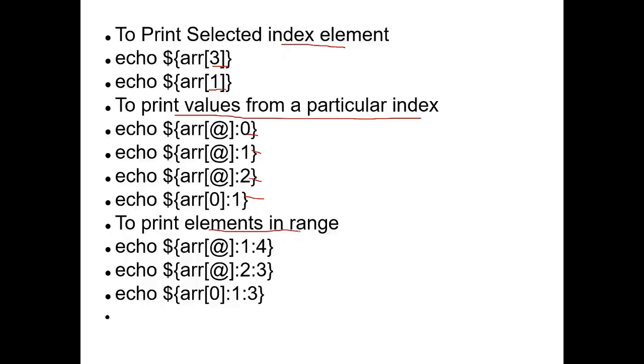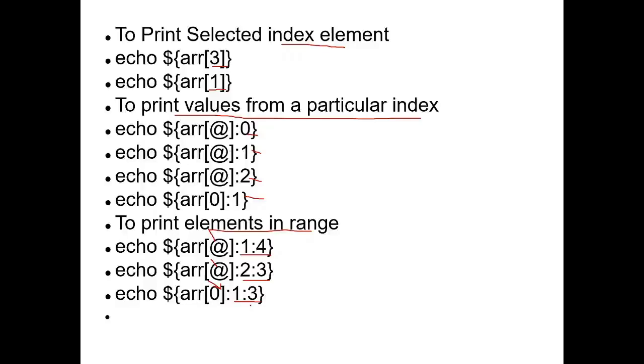To print elements in a range, if you want some specific or particular elements to be displayed on the screen, you can specify the range here. If you want to display only from 1 to 4, or from 2 to 3, or from 1 to 3, then it will display the elements in that specific range. Here you have to use the symbol @, then only it is going to print. If you use index 0 here, then it is going to include only index 0, even if you have specified a range.